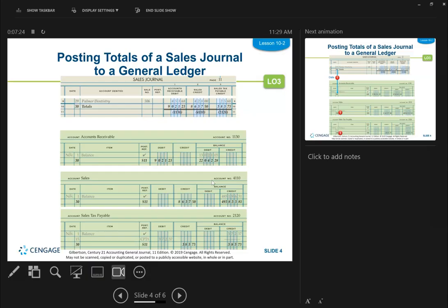So once I've done that totaling, I'm going to record those totals. The accounts receivable debit gets recorded in the accounts receivable ledger. The sales credit gets recorded in the sales ledger. The sales tax payable credit gets recorded in the sales tax payable ledger. Just the totals for those.